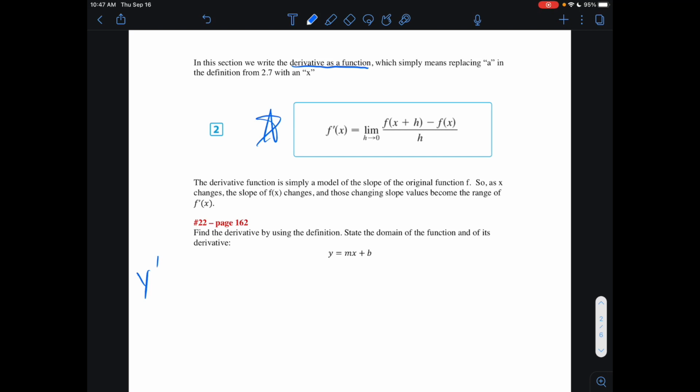Since I have y equal mx plus b, I'm just going to write y prime. If I would have had f of x equal mx plus b, then I could write f prime of x. But I've got y, so I'll just say y prime. And this is equal to the limit as h approaches 0. And in this case, since y is standing for my function, I'll say y of x plus h minus y of x. Again, y is an output and x is an input.